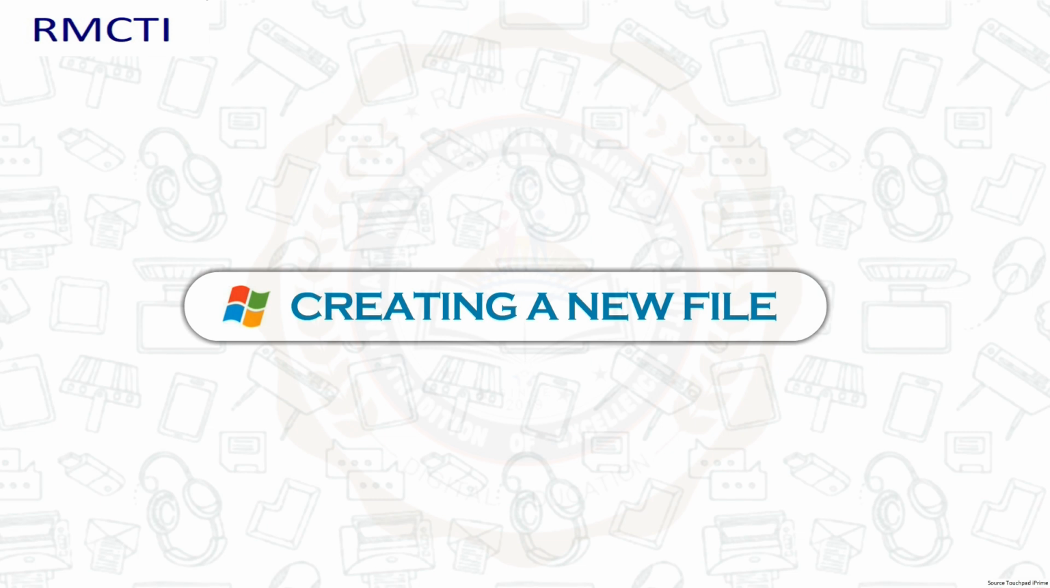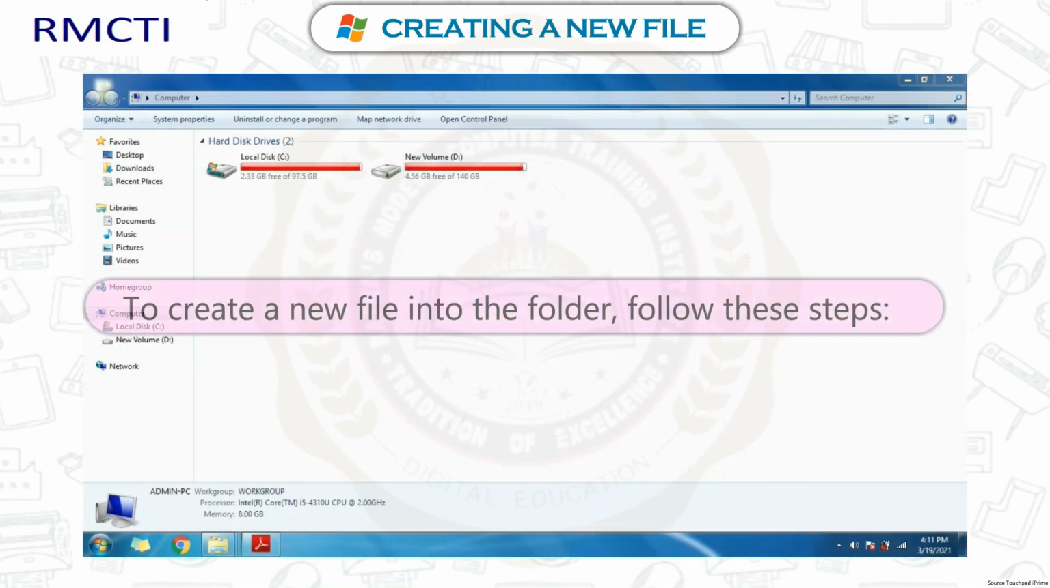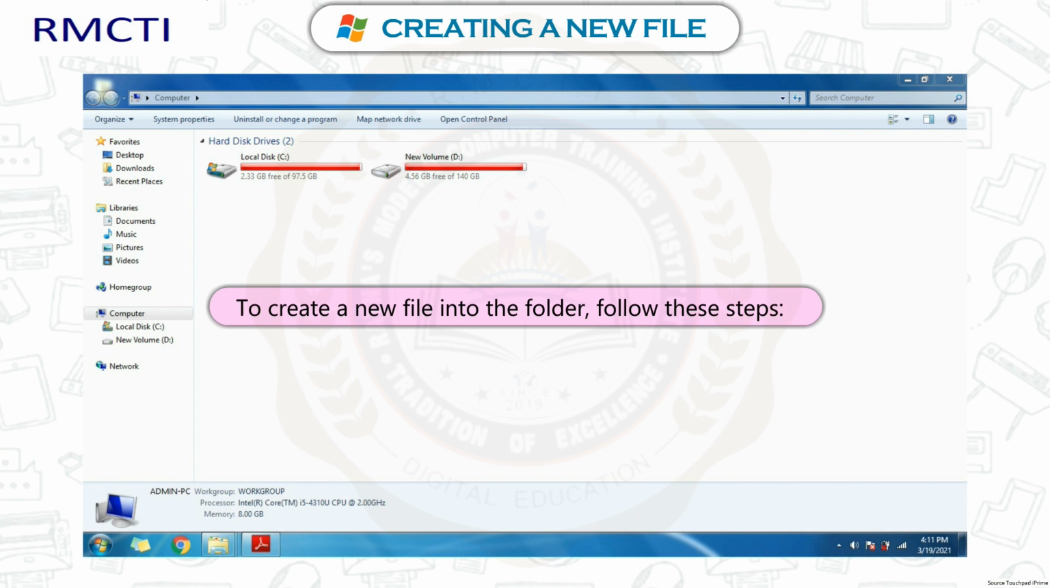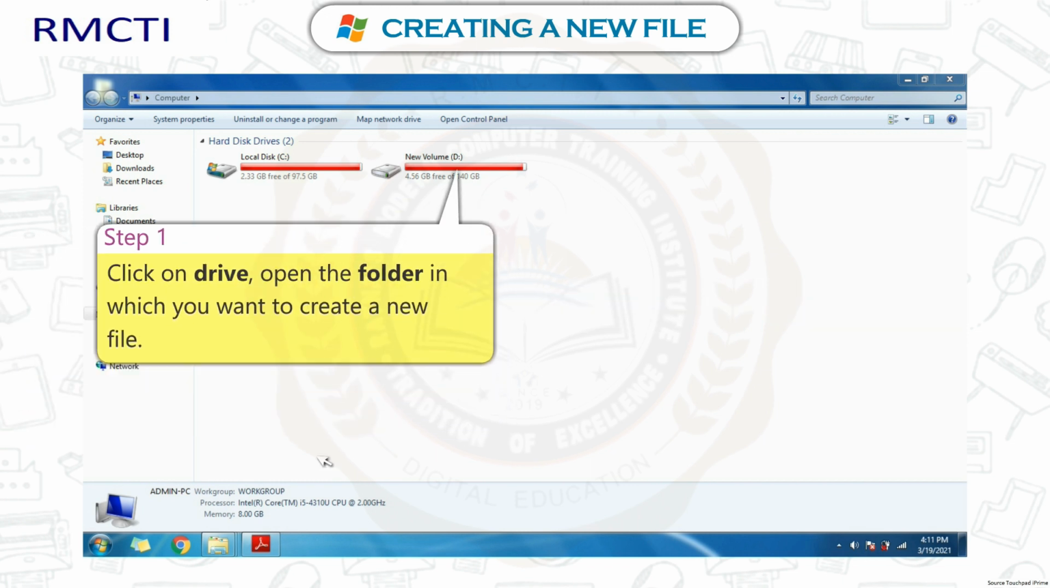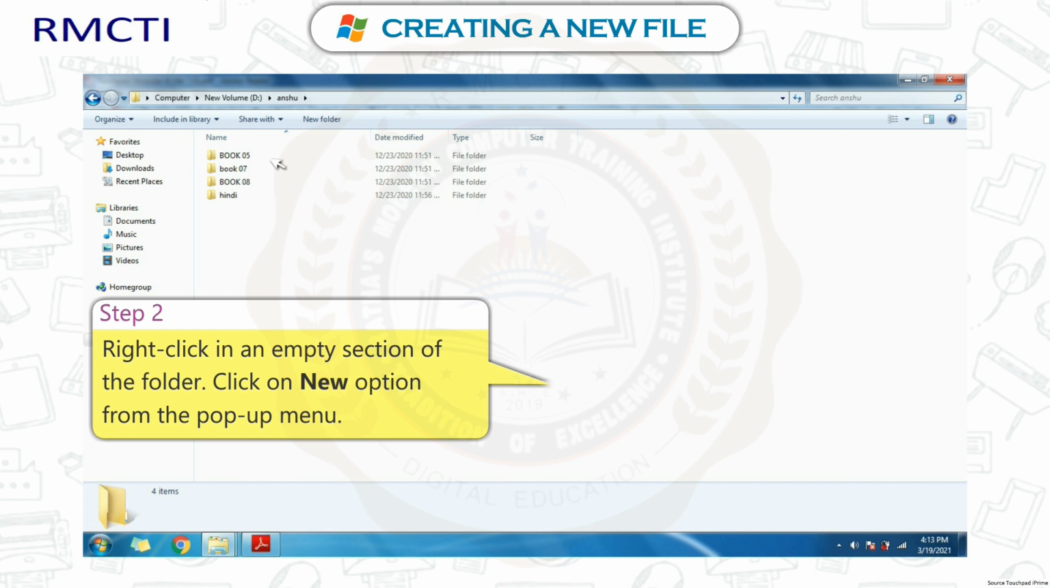Creating a new file. The most common way to create a new file is by using a program. But you can also create a file without opening any program or application. To create a new file in the folder, follow these steps. Step 1. Click on Drive. Open the folder in which you want to create a new file. Step 2. Right-click in an empty section of the folder.